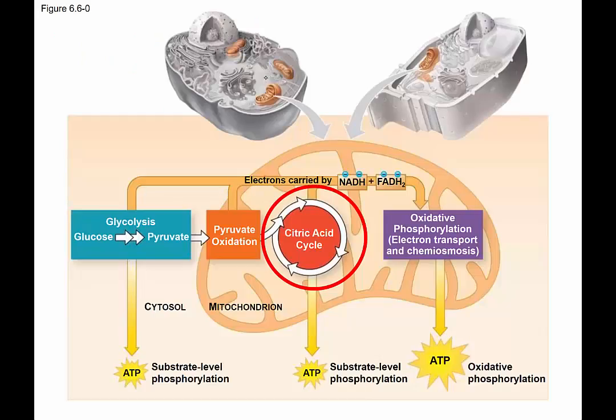So next we're going to talk about the citric acid cycle. This is sometimes also known as the TCA cycle or Krebs cycle after the person who discovered it. Again, we're going to produce electron carriers, as we're going to see, as well as some ATP by substrate level phosphorylation. Also, just like pyruvate oxidation, this step takes place in the mitochondria.